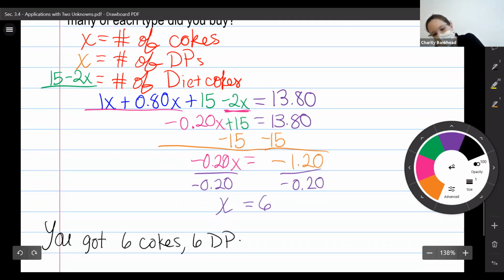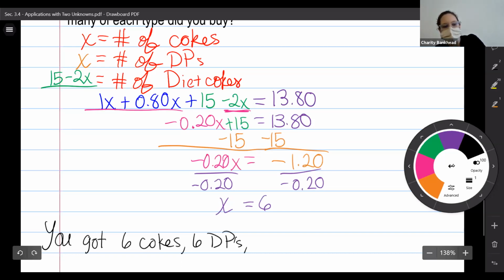And how many Diet Cokes? Yep. Because you can do 15 minus 2 times 6. So 15 minus 12 is 3 Diet Cokes.